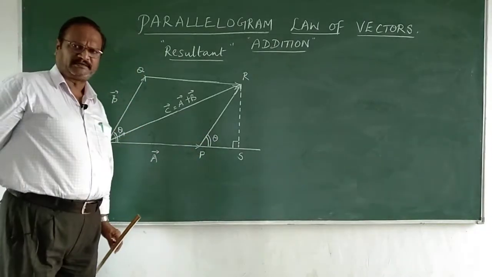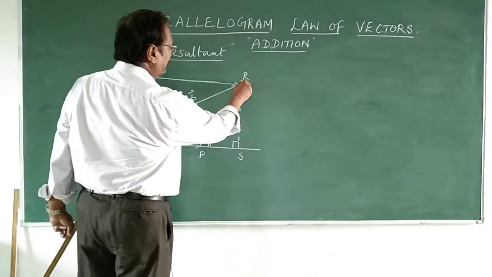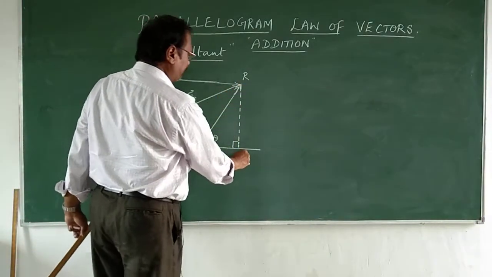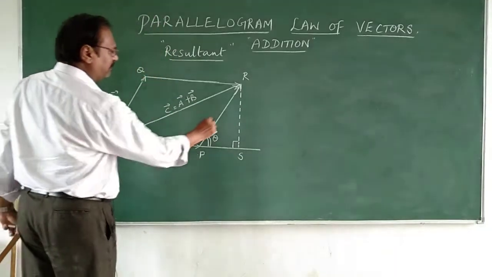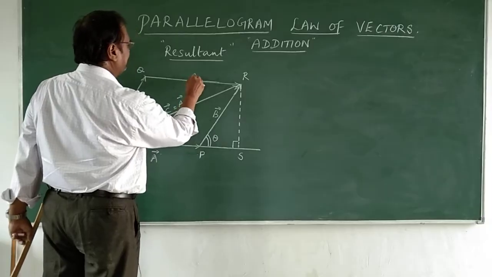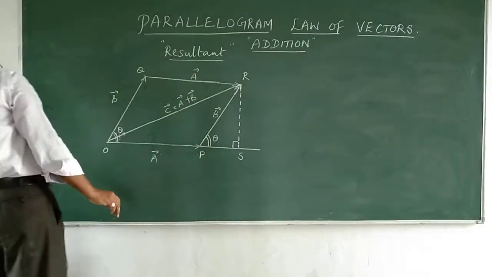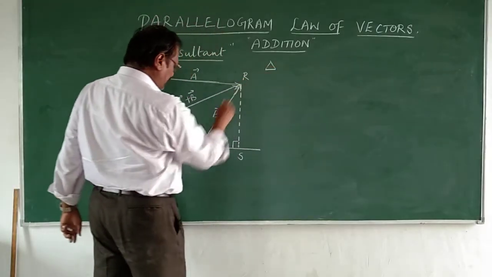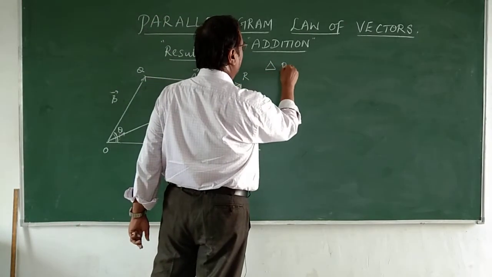Now it's very simple, right? I got a triangle, a right angle triangle RPS. So this is the A vector and this is nothing but the same thing. This is the B vector and this is again the A vector. We know these values are with us. Let us take the triangle RPS.